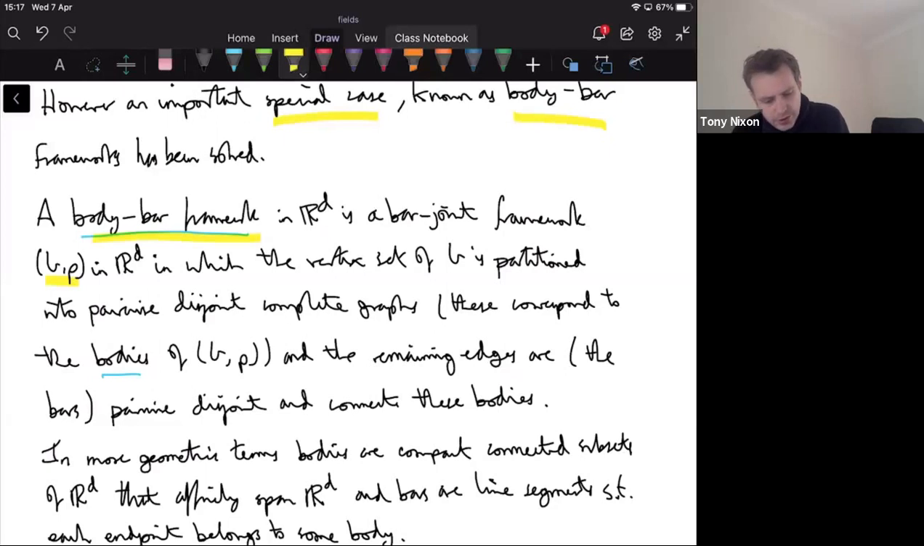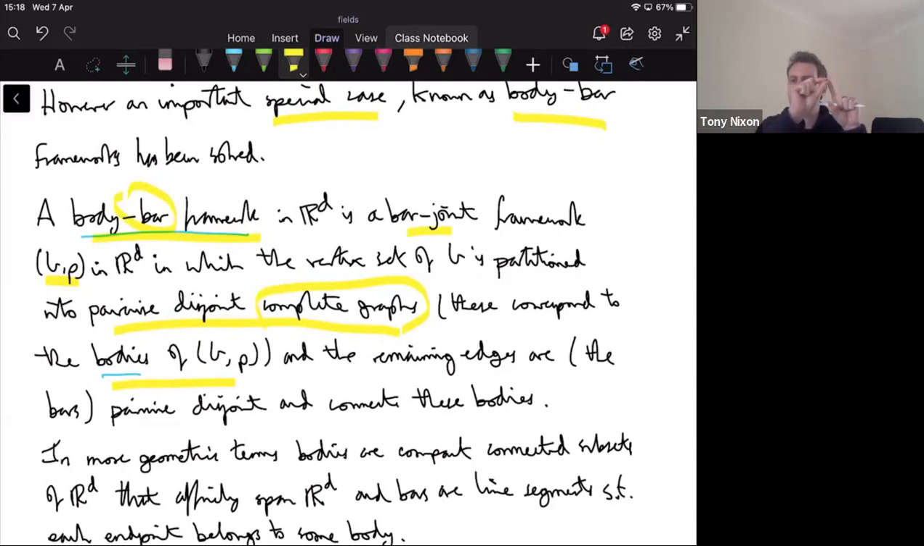So it's a bar joint framework in which the vertex set is partitioned into pairwise disjoint complete graphs. And so these complete graphs, and I'm deferring to telling you exactly what size they are for a few minutes, correspond to the bodies of the Bodybar framework, and the edges that are not in the complete graph, so the edges between the bodies, are the bars of the Bodybar framework. And so these bars are always going to be independent, they're pairwise disjoint, connecting the bodies, but they're never going to hit a body at the same vertex. Two bars are never going to hit a body at the same vertex.